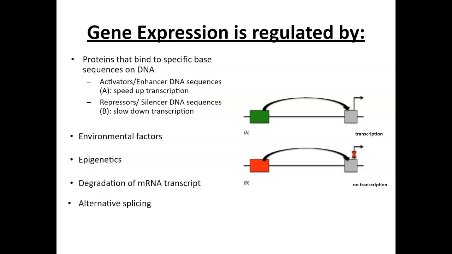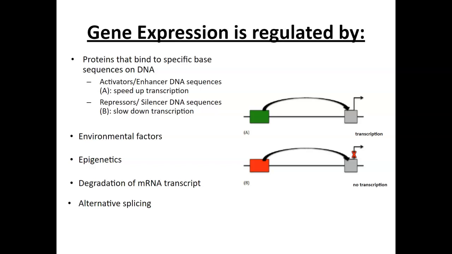Please keep in mind that when transcription is sped up or slowed down, we're not saying that the process of transcribing each gene is occurring any faster. It's not like RNA polymerase all of a sudden gets to travel faster down the gene and make mRNA at a faster rate. It doesn't work like that. Transcription is either on or it's off.